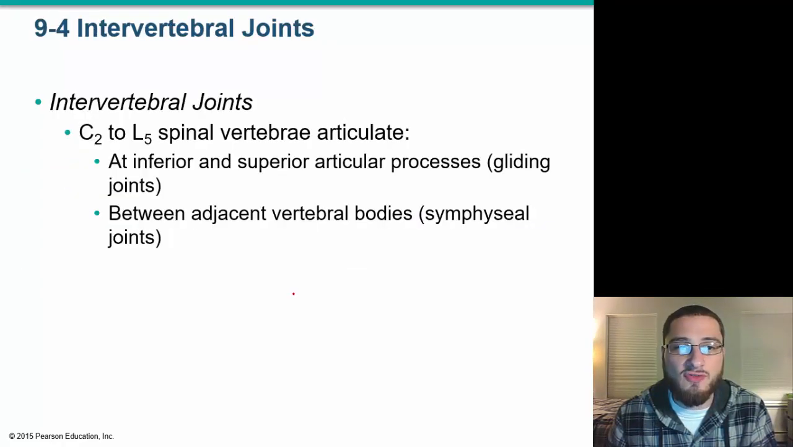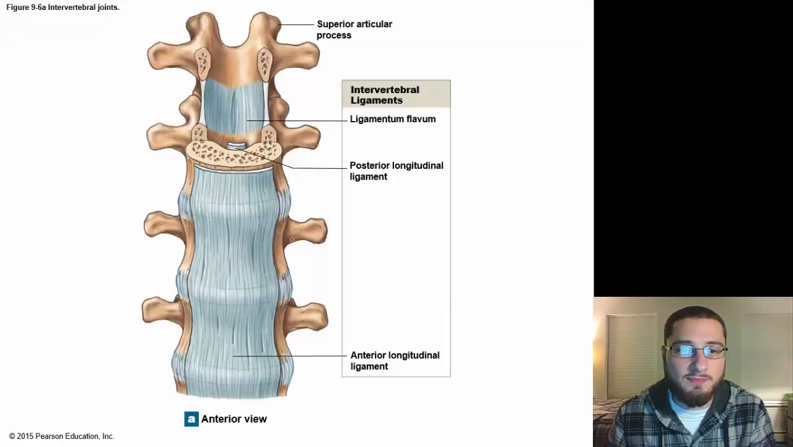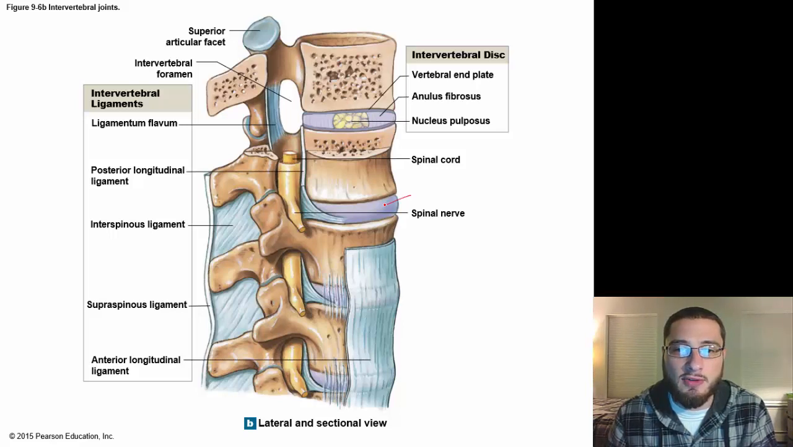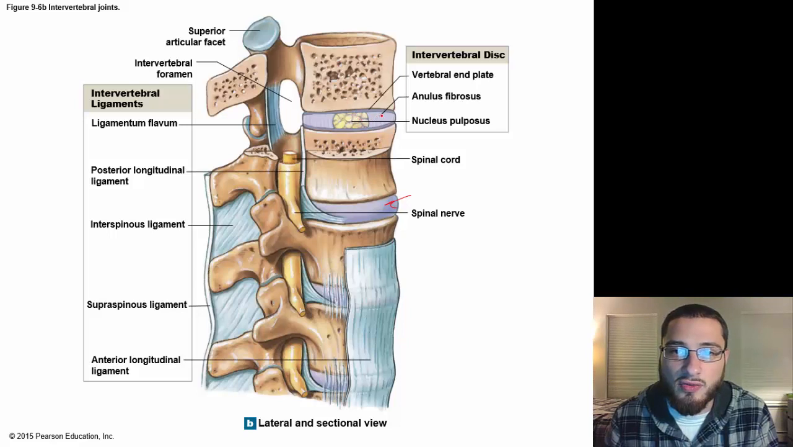You have intervertebral joints, the joints that are in between each of the vertebrae. We call them intervertebral discs. Here you see a vertebra. This is showing you the ligaments that go along with the vertebrae, and we have these discs right here in between each vertebra. See our discs. Sometimes we have injuries to these discs.